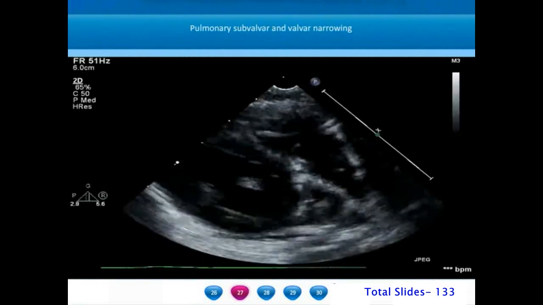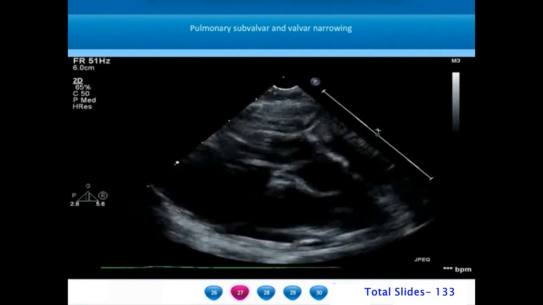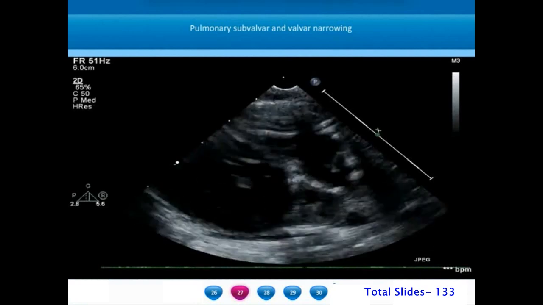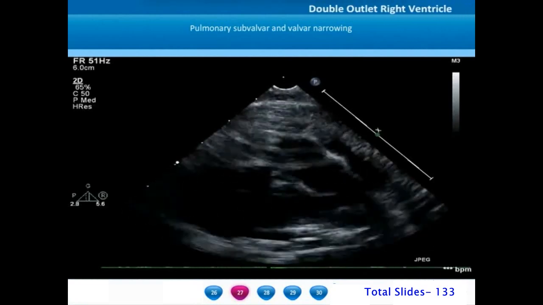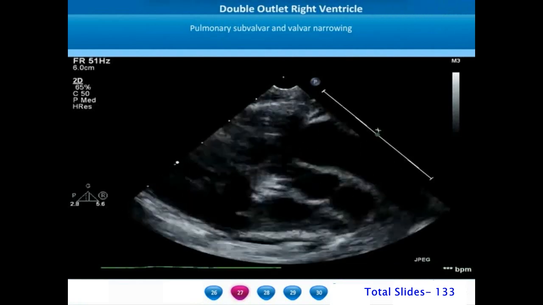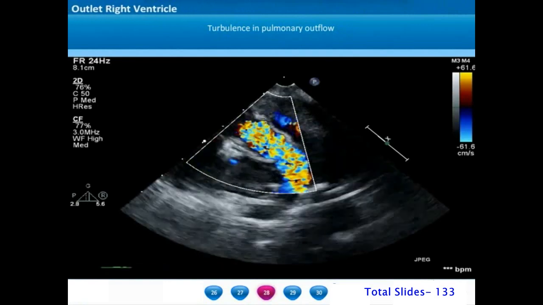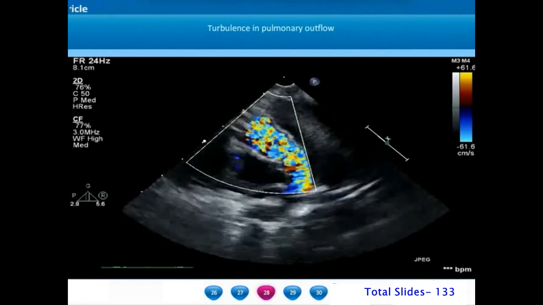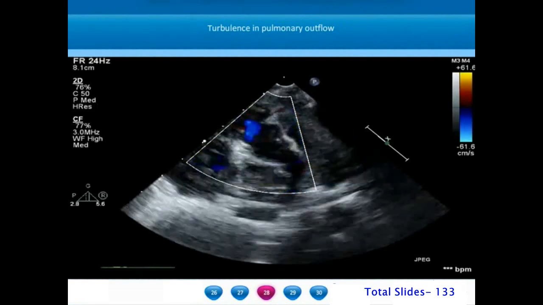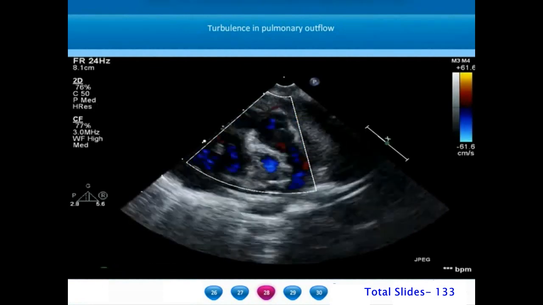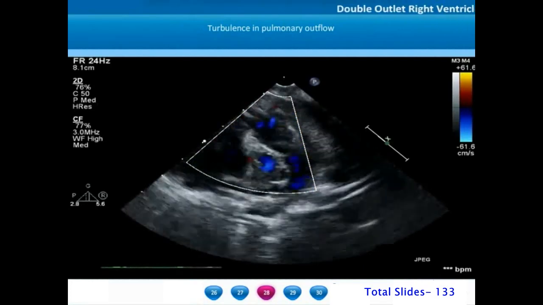On a further lateral sweep in the same patient, we can notice the pulmonary valve. We can see some mild subvalvar and valvar pulmonary stenosis, and the pulmonary annulus is smaller than the aortic annulus. On color flow imaging, we can notice the turbulence in the pulmonary outflow tract, which indicates the subvalvar and valvar narrowing. Pulmonary stenosis is quite commonly seen in many patients with double outlet right ventricle.